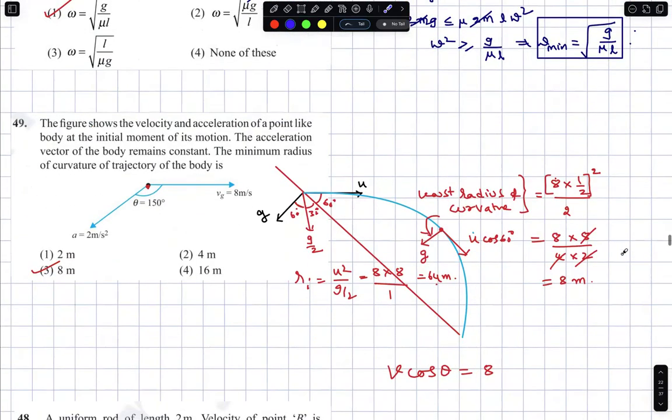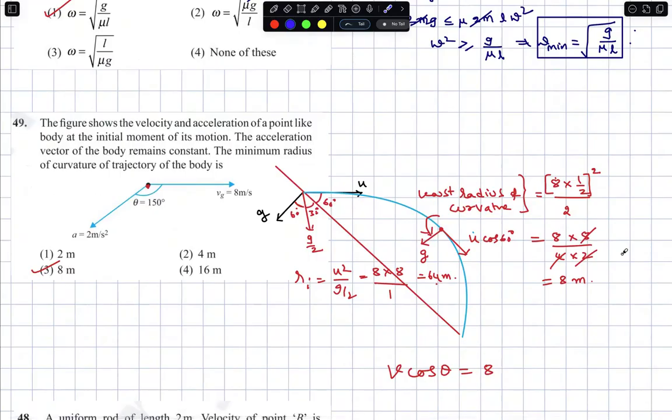This is also one important model. Please go through the question. The figure shows the velocity and acceleration of a point-like body at the initial moment of its motion. The acceleration vector of the body remains constant. Find the initial minimum radius of curvature. I think the radius of curvature concept you are well aware of. So now you treat this as a constant. You projected it like this.